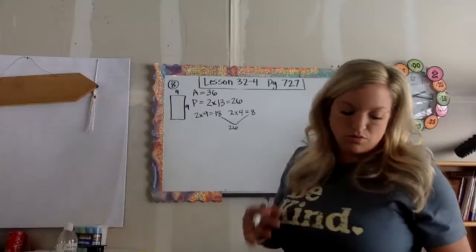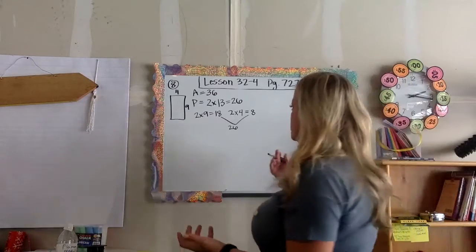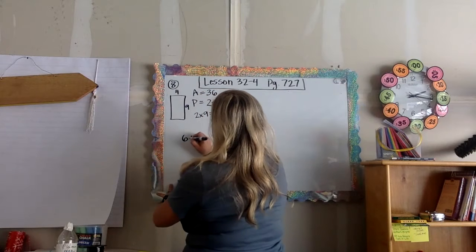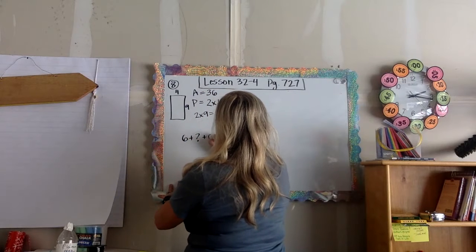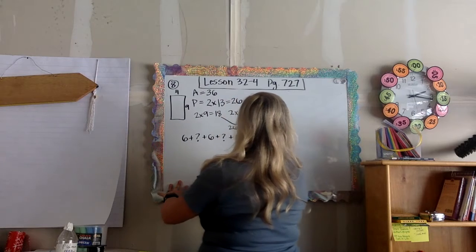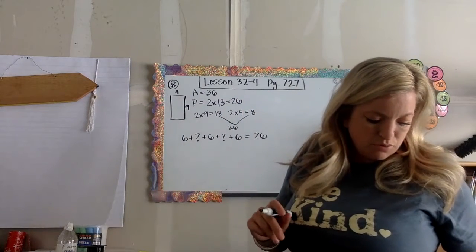So I don't know the perimeter. I don't know the area of this new rug. All I know is that one of the side lengths is 6. So I'm going to do the old school way of trying to find the perimeter. I know that it has to equal 26 because it says it's going to have the same perimeter.